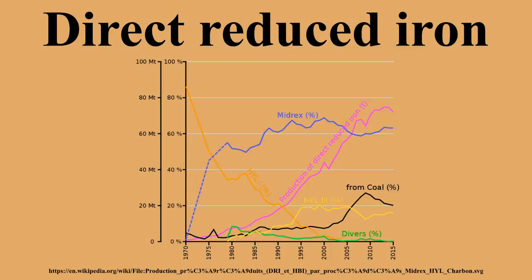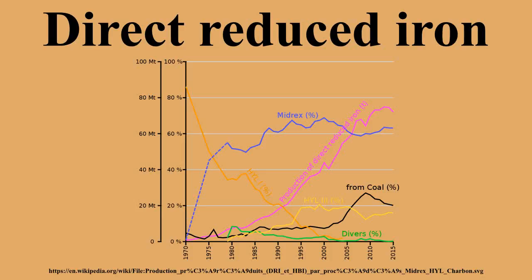Direct reduced iron, also called sponge iron, is produced from direct reduction of iron ore by reducing gas produced from natural gas or coal. Reduced iron derives its name from the chemical change that iron ore undergoes when it is heated in a furnace at high temperatures in the presence of hydrocarbon-rich gases.